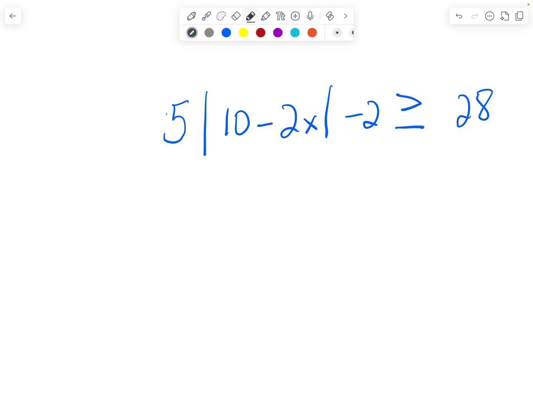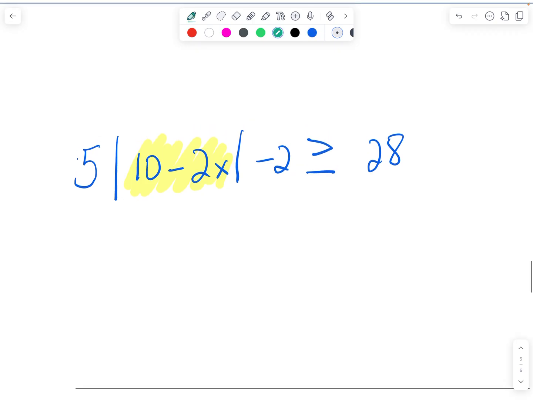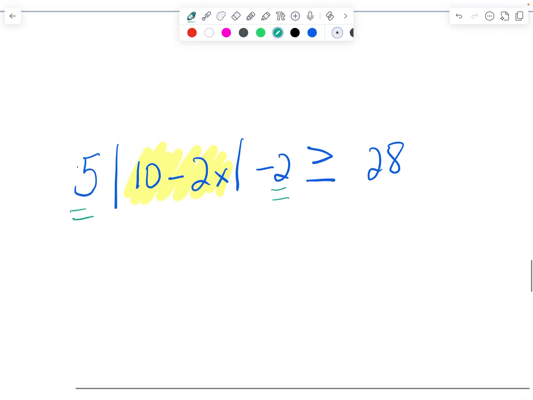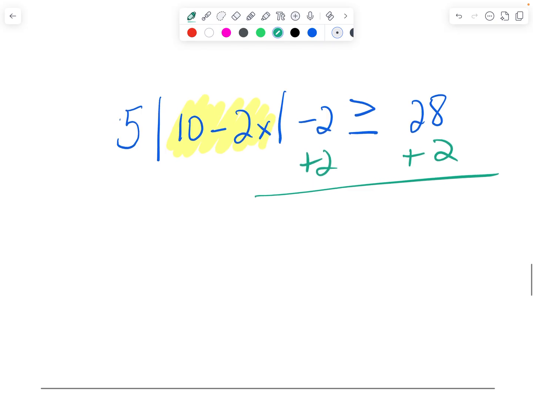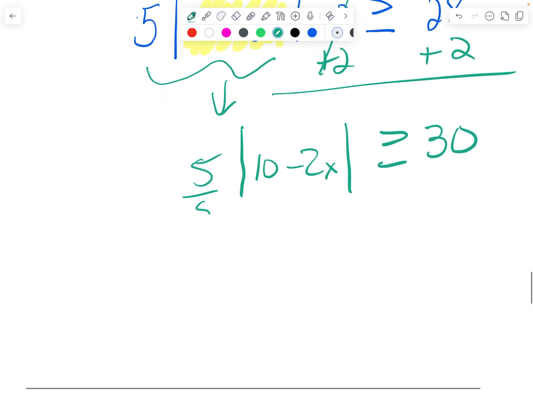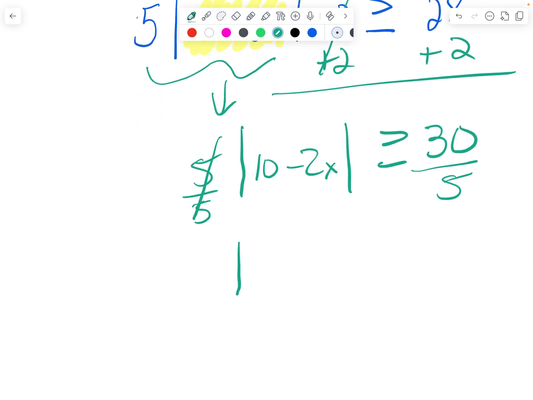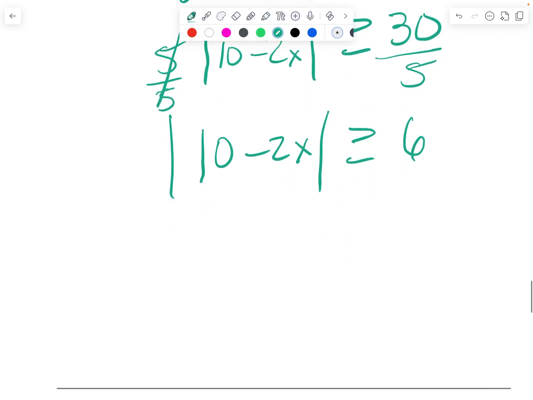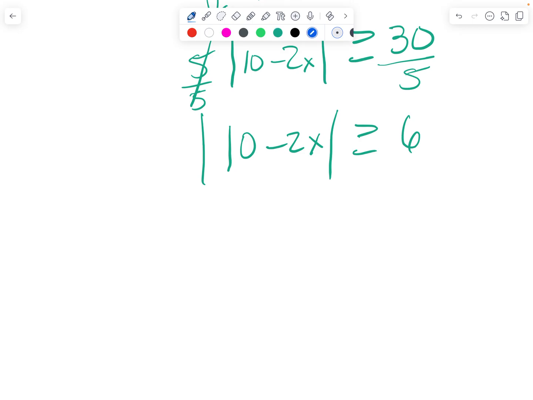Okay, so the first thing you want to do is you want to isolate this right here. So we have to get rid of the -2 and the 5. So the way we do that is we're going to plus 2 first. You always want to add or subtract first, not multiply or divide if that's an option. So we're going to bring everything else down. Gives you 30. And now we're going to divide by 5. And then 30 divided by 5 is just 6. So now that we've isolated the absolute value, we can split it into 2 equations.